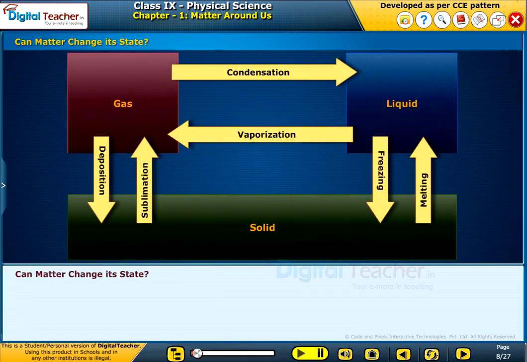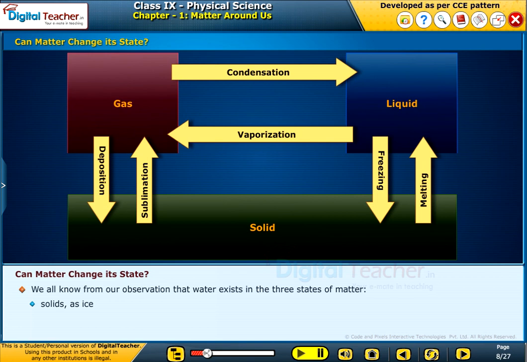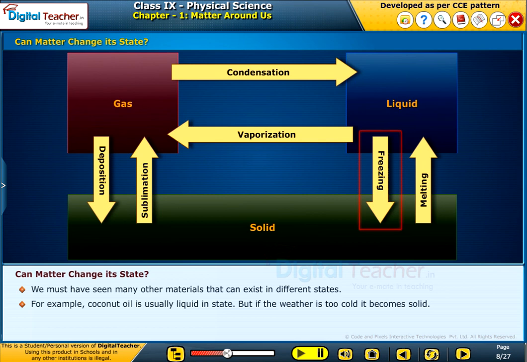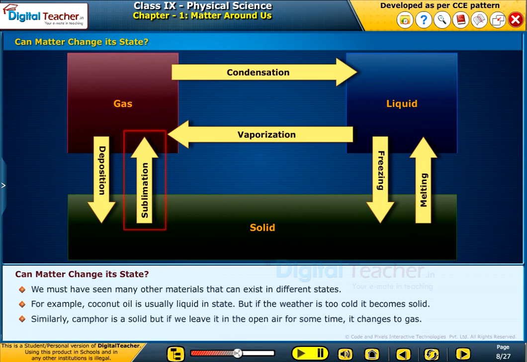Can matter change its state? We all know from our observation that water exists in the three states of matter: solids as ice, liquids as the water, and gases as water vapor. We must have seen many other materials that can exist in different states. For example, coconut oil is usually liquid in state, but if the weather is too cold, it becomes solid. Similarly, camphor is a solid, but if we leave it in the open air for some time, it changes to gas.